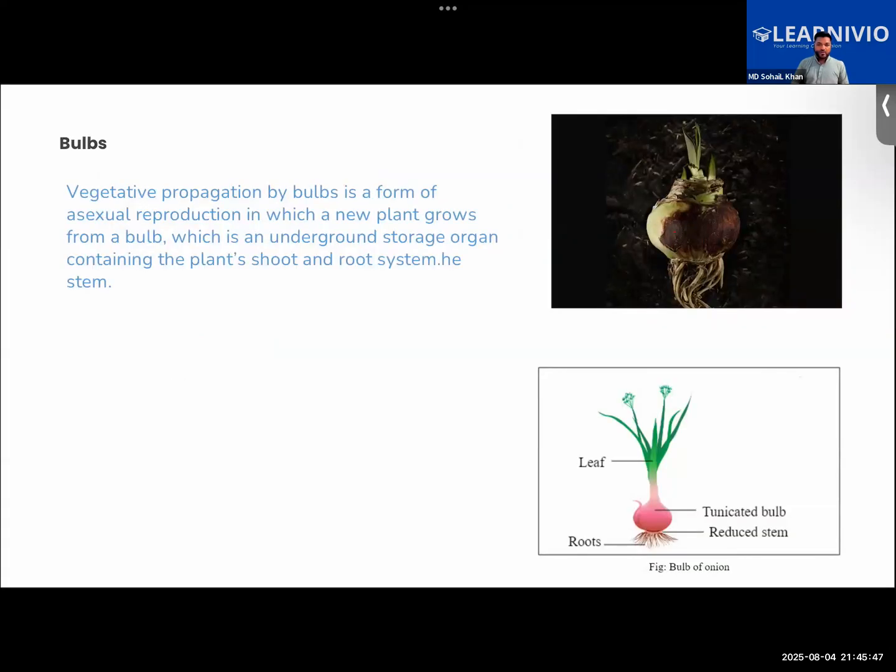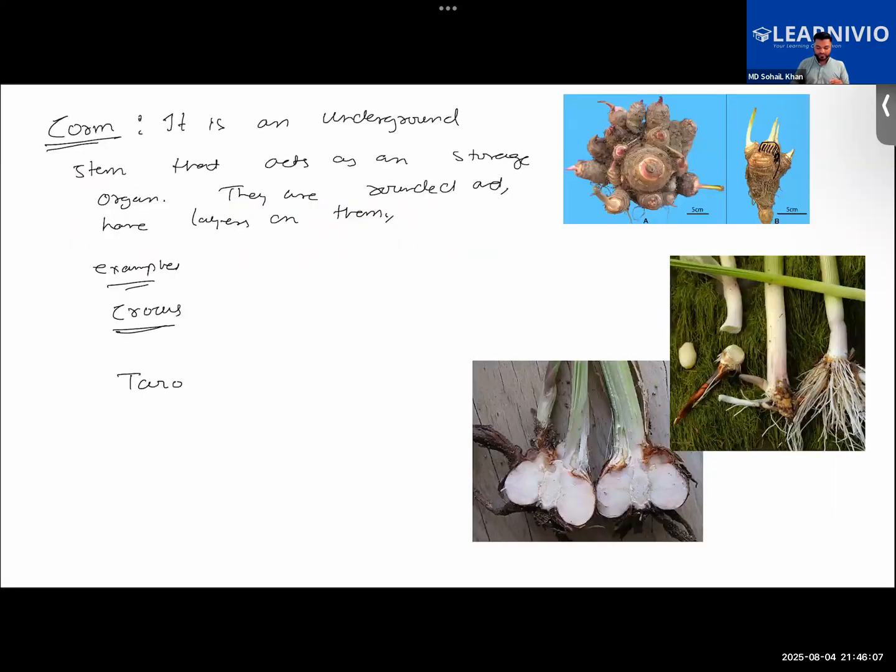Now we have another underground stem which we have learned about. That was the bulb. We have the example of onion. That is also a modified underground storage organ. It has both the shoot and the root system in it. Roots grow out of it, leaves grow out of it. So when you plant it in the soil, a new onion plant will grow out of it.